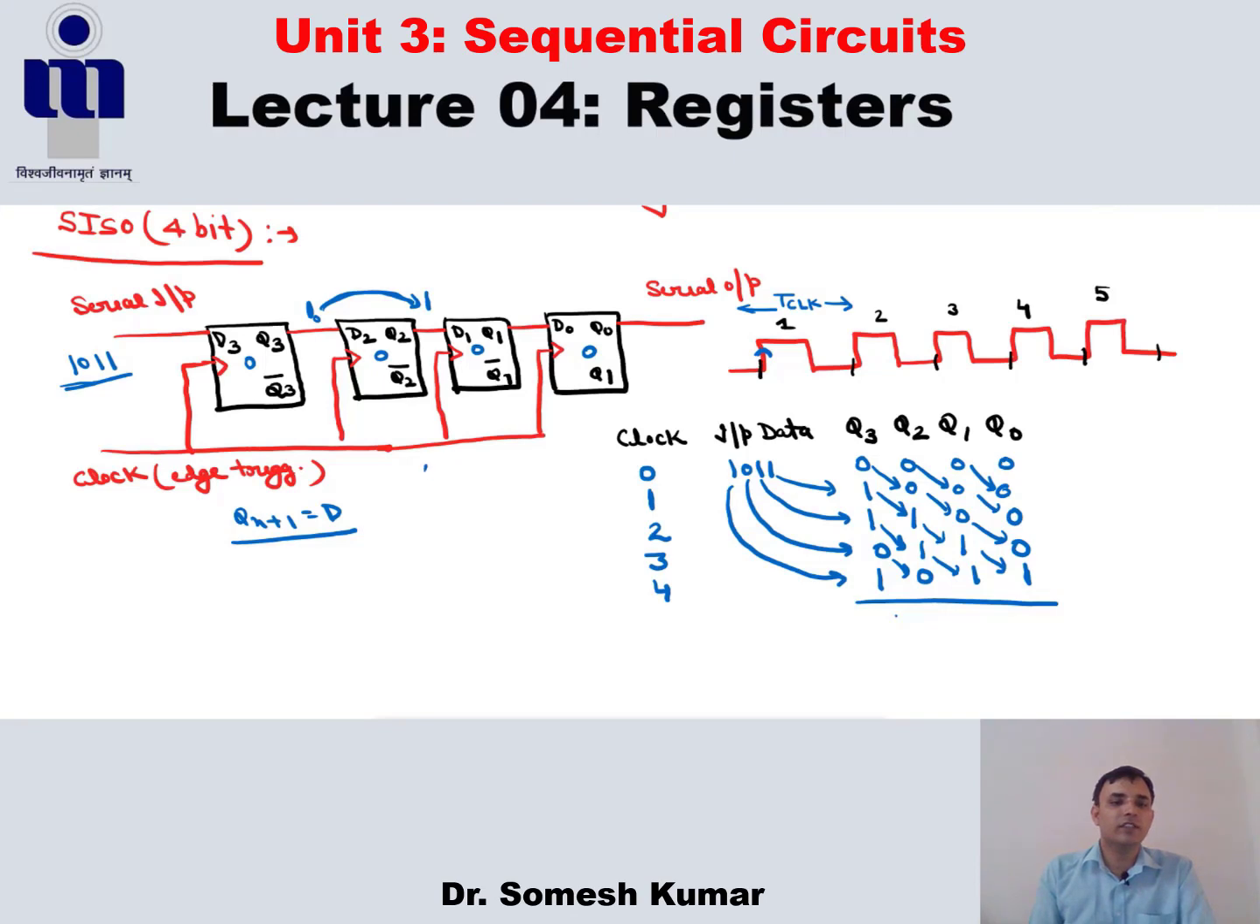So how many clock cycles are needed here? Here 4 clock cycles are needed for the serial input operation. So if I am saying n bit serial input, serial output, how many clock cycles are used for the input operation? Here in the 4 bit serial input, serial output, 4 clock cycles are needed. So for the n bit serial input, serial output, n clock cycles or n clock pulses are needed for the input operation. And you know that this is our serial output.